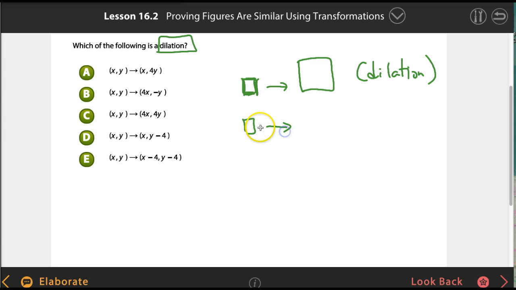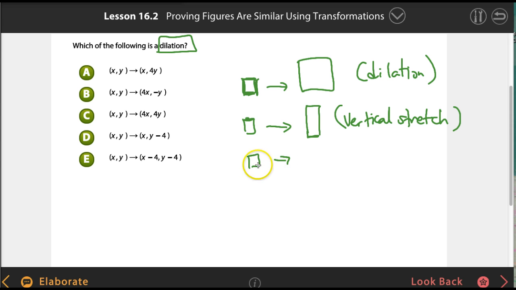But what if you only multiplied the height? If you only multiplied the y, then this length would be the same, only the height will change, right? And this is called a vertical stretch, okay? Now, what if you had the same square, but then you left the height alone, and then you only stretched the side by 2? Well, as you can see, you are pulling it sideways, right? So this is basically called a horizontal stretch.